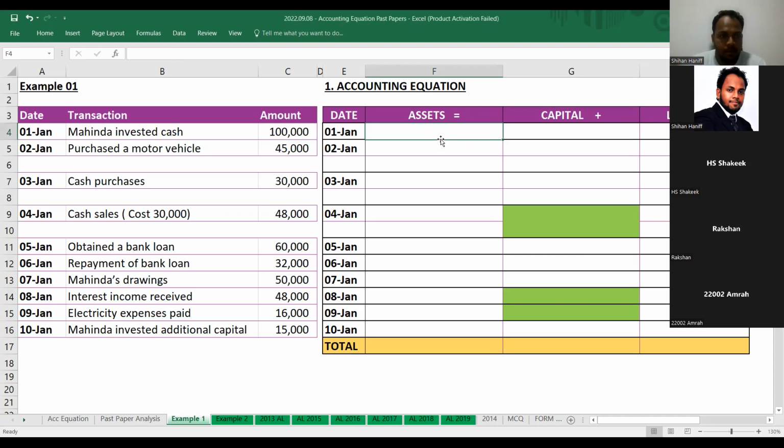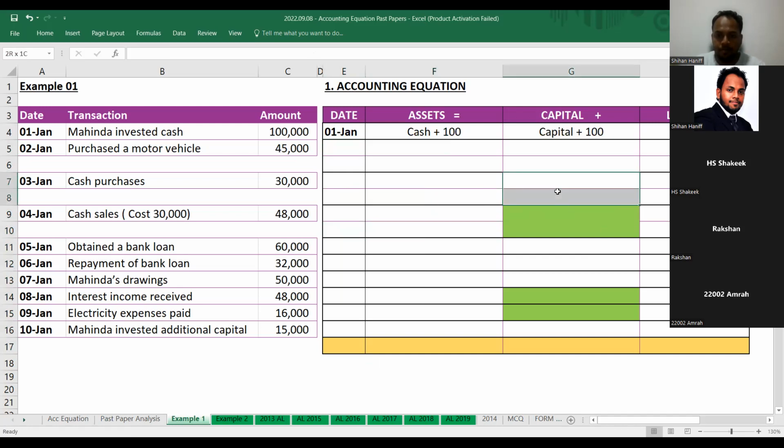First of January, invested cash 100,000. So we can write cash will increase by 100,000 and capital will increase by 100,000. This is a very simple question.